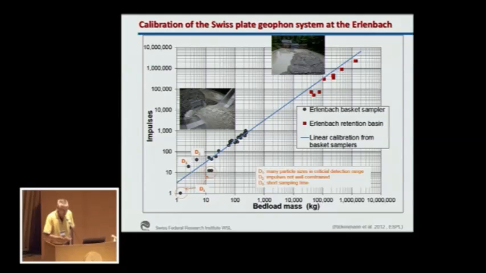Basically, both these 2 different groups of data suggest that there is a linear calibration relation between number of impulses and bedload mass. You can see here that there is some offset between the basket sample measurements and the retention basin data. We cannot yet really explain this difference quantitatively. We have some ideas and hypotheses, but we have still to check.